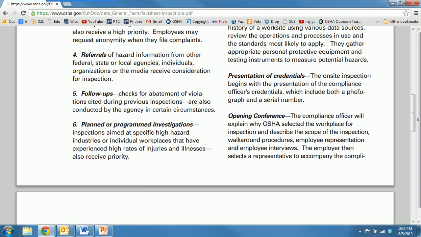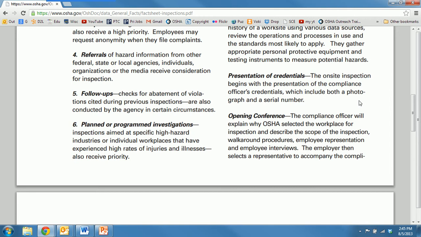When arriving at the workplace, the CSHO will find out who is in charge and will present his or her credentials. An employer can also require OSHA to get a warrant before an inspection is made.